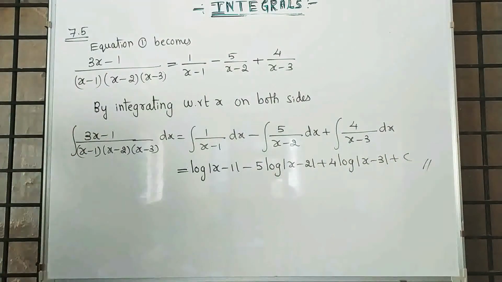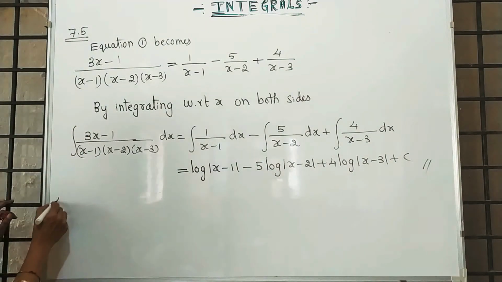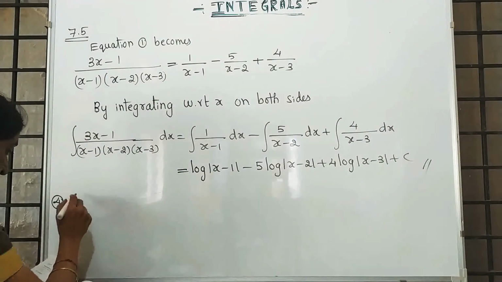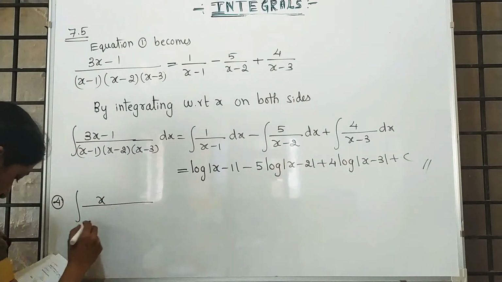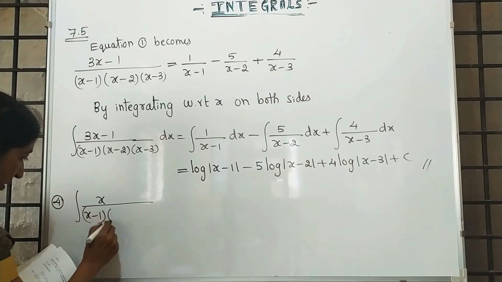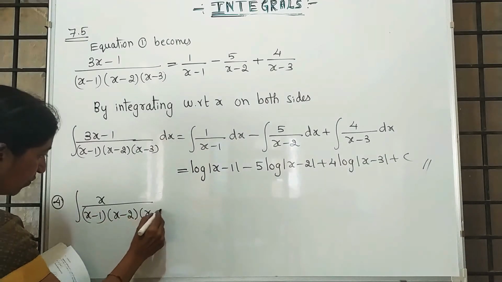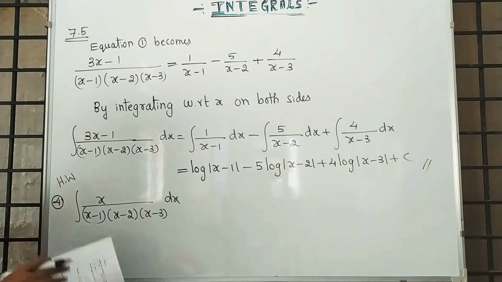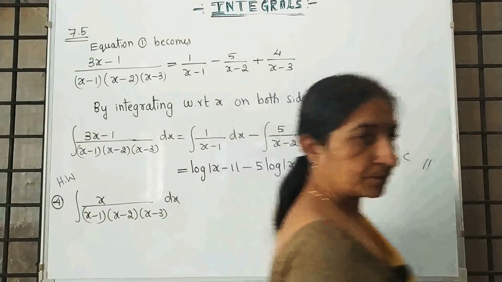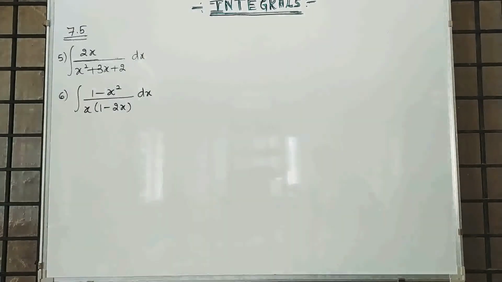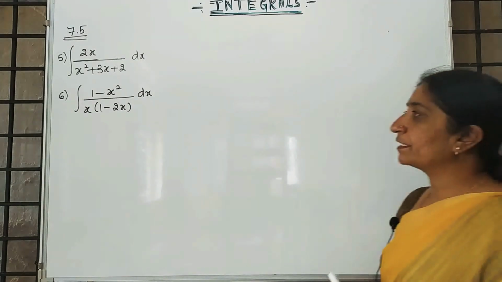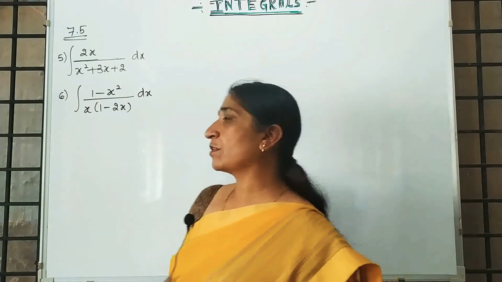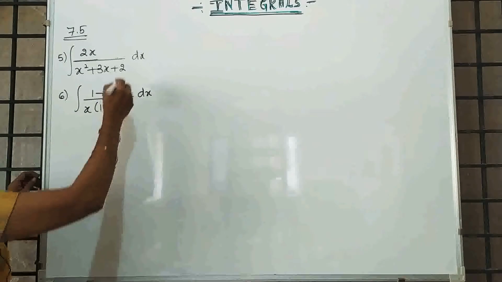Now I am giving you one similar question as homework, that is example number 4 from 7.5. Similar, it is the integral of x upon (x minus 1)(x minus 2)(x minus 3) dx. This is a homework question. Moving to the next one, that is the fifth one. See the next example: integration of 2x upon x square plus 3x plus 2. This question is also homework. Moving to the next one, that is the sixth one.